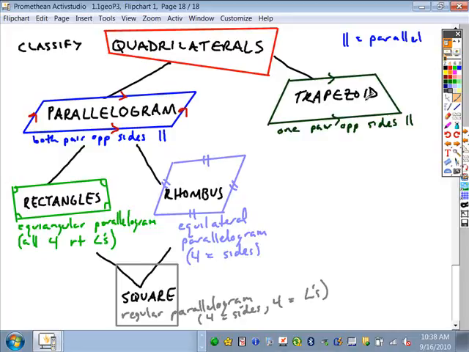What if I say sometimes, always, or never true? A rhombus is a square. So if you have a parallelogram with 4 equal sides, can that be a square? Yeah. Is it necessarily a square? No. So a rhombus sometimes is a square. What if I say a rectangle is a parallelogram? Sometimes, always, or never.